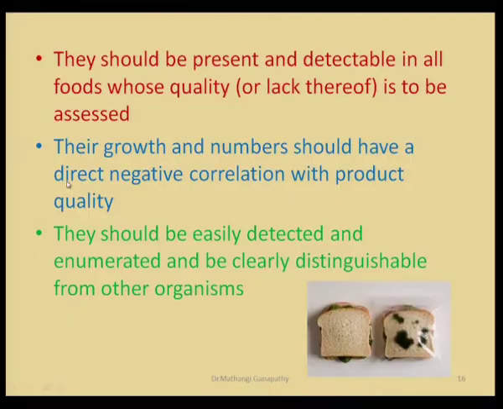2, their growth and numbers should have a direct negative correlation with the product quality. This is self-explanatory. The number and the growth should be inversely proportional to the quality of the product. They should be easily detected and enumerated and be clearly distinguishable from other organisms. So, the indicator organisms should stand apart, should be easily detected and easily quantified, and should not be submerged by the other microbes which might be present in the same food type we are talking about.